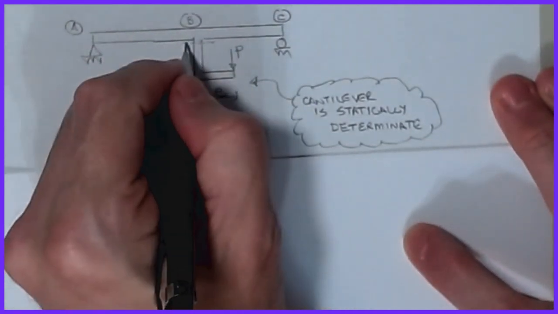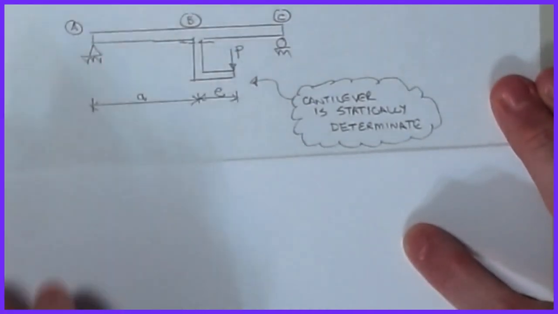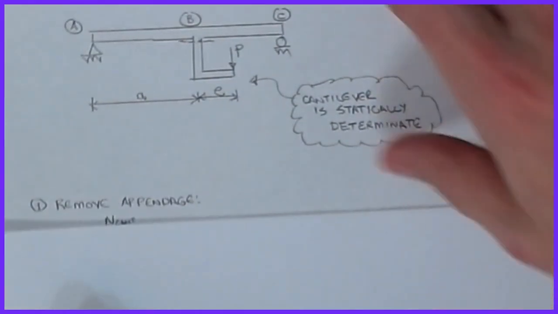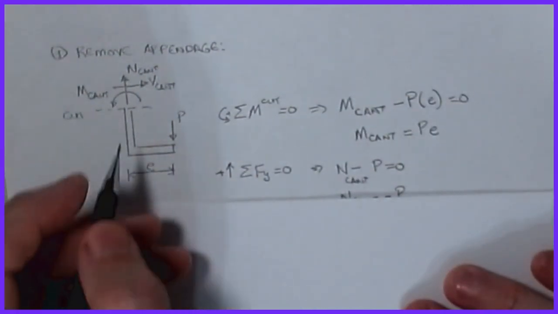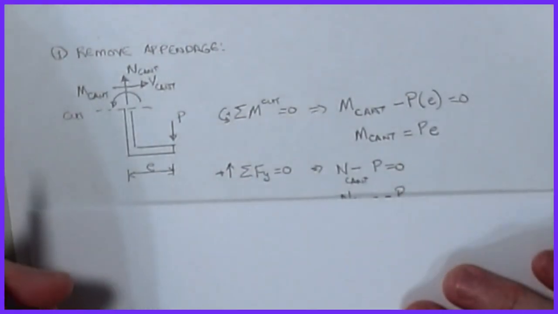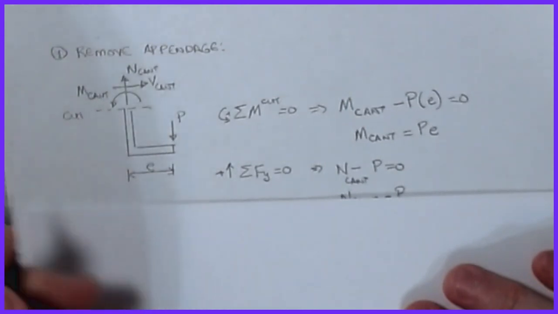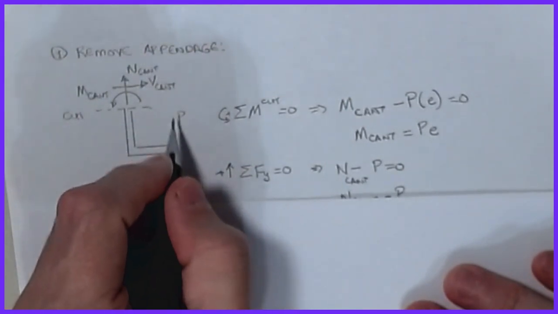Like I said, we're going to cut this guy right at the top here. If we do that, the process we're going to use to analyze this is to remove the appendage. So if I make a free body diagram of the cut piece that I just had, I get a picture that looks like this. All right, so I'm going to put a P load on the end.